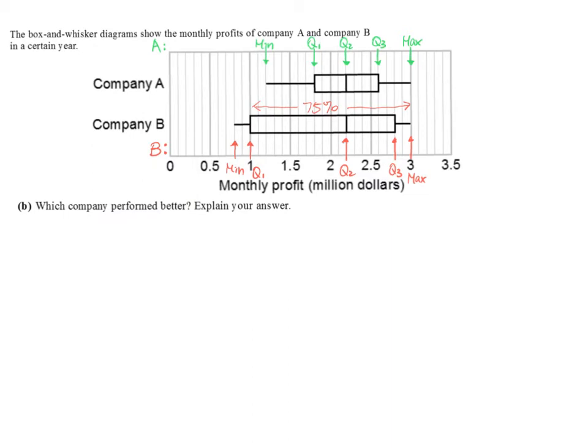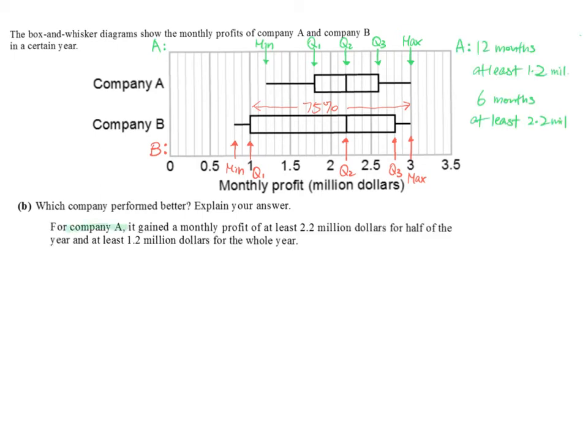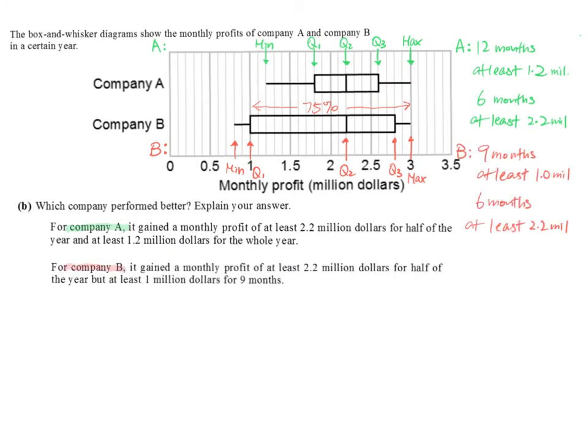So then if the follow-up question would be asking which company performed better, we could make use of what we did in part A. So for company A, we just proved that the entire year it was at least $1.2 million if we look at the minimum here. And on top of that, if you look at the median here, which is the 50% mark, at least 6 months, that is half a year, has at least 2.2 million. And on the other hand, company B has the same median, which means 6 months. Okay, 50% of the whole year is at least 2.2 million.